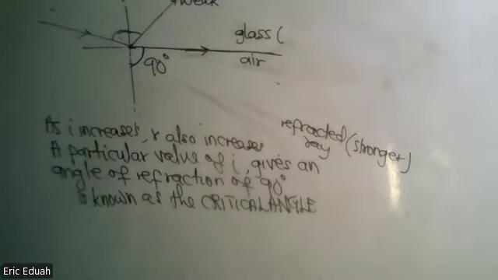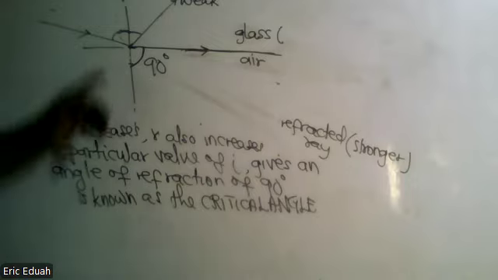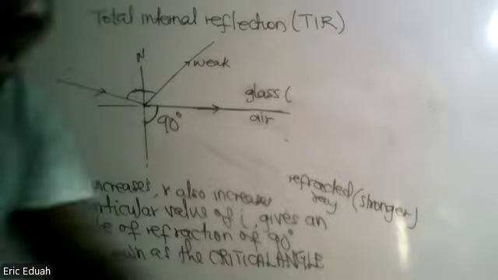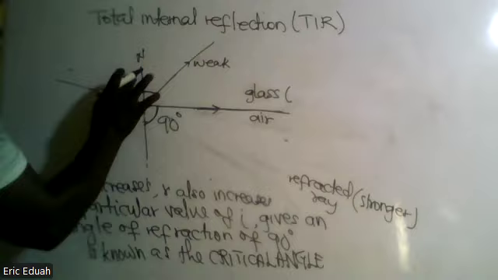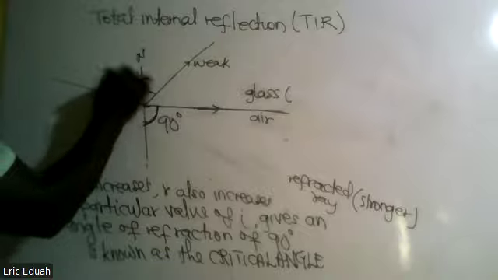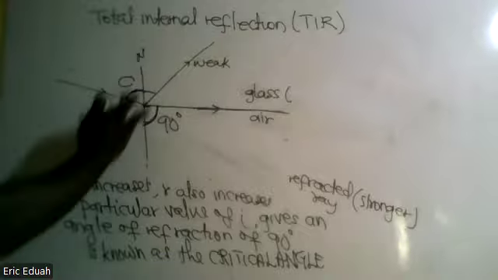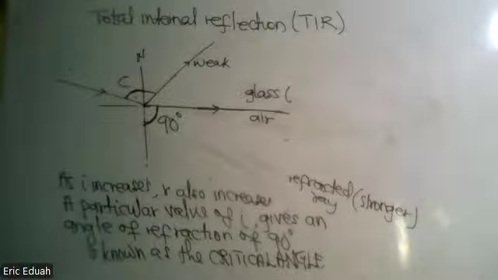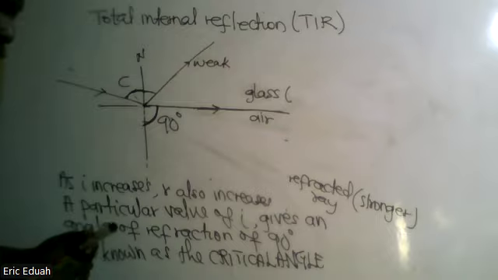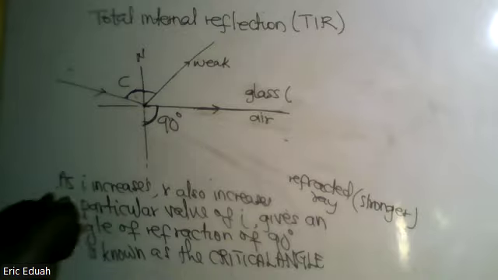Because this angle is special, it is given a special name known as the critical angle. The critical angle is therefore defined as the angle of incidence in a denser medium that produces an angle of refraction of 90 degrees in the less dense medium. If this is 90, then this angle is known as C, capital C, the critical angle.